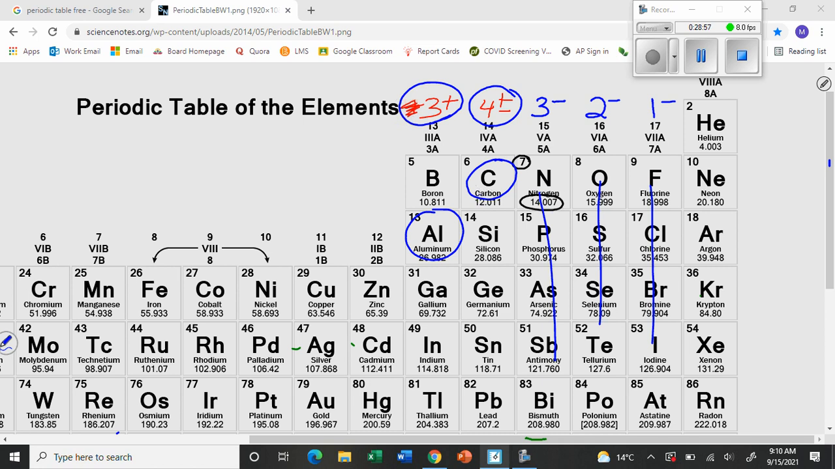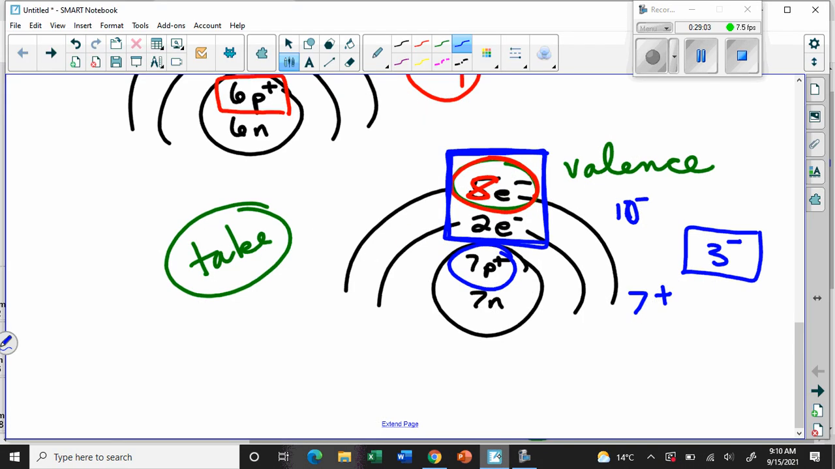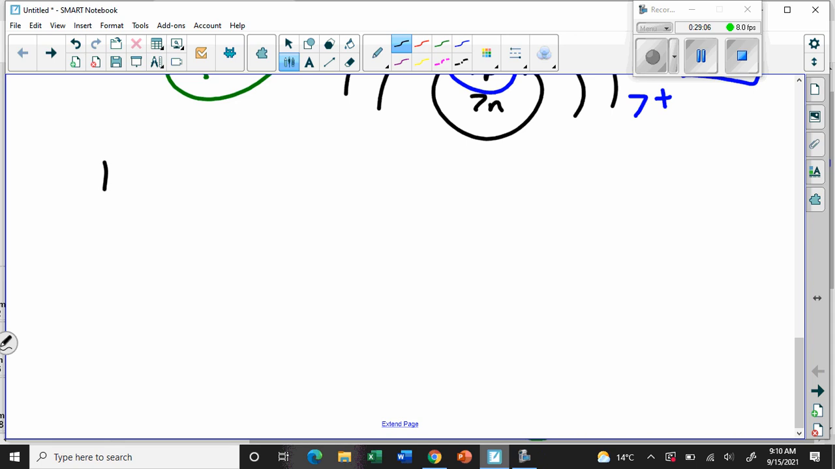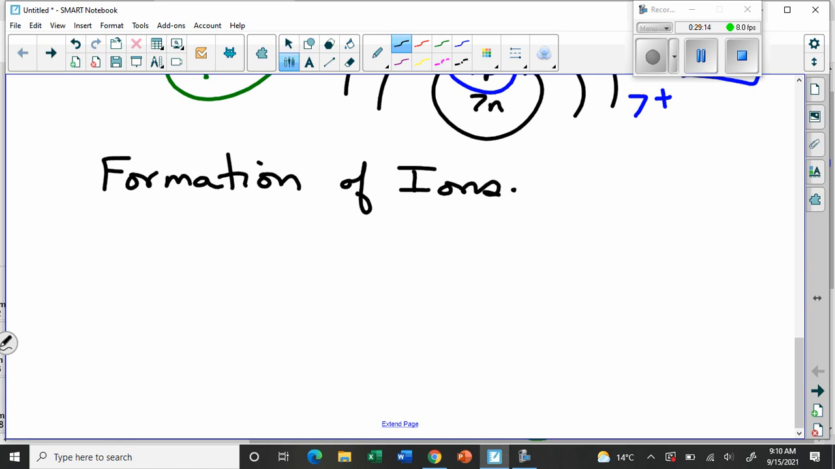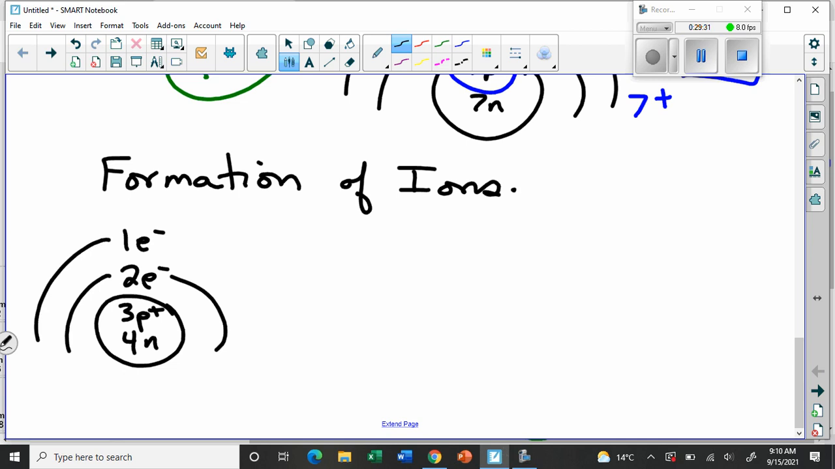So let's go back to our little picture here, and let's go down a little bit. Let's make a little subtitle, and we'll call it the formation of ions. Okay? And I'll draw one with the pictures just to show you. We'll do lithium because he's the easiest one to draw. There he is. 3 protons, 4 neutrons, 2 electrons, 1 electron. That was the picture of lithium. Okay, and I'll even write his name down here just so we remember who we're talking about, lithium.